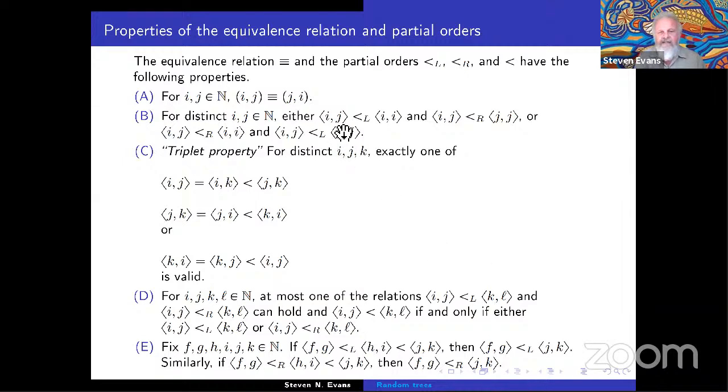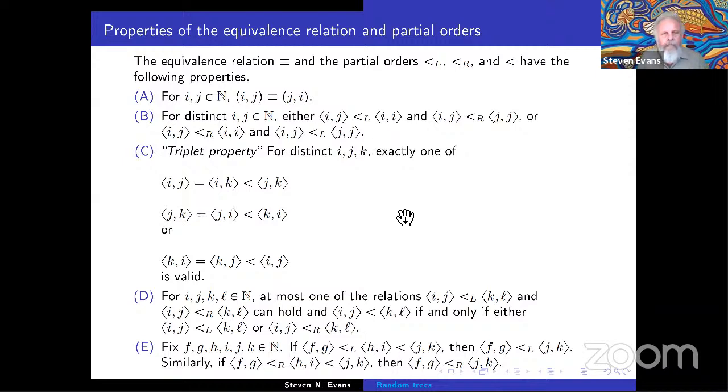And this just says that the equivalence class of II is either below and to the left of IJ or below and to the right of IJ. Either I is below and to the left of the most recent common ancestor of IJ and J is below and to the right, or vice versa. So for the most recent common ancestor of I and J, either I is below and to the left and J is below and to the right, or vice versa.